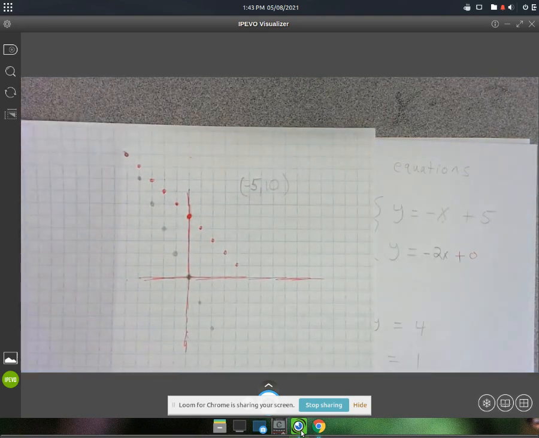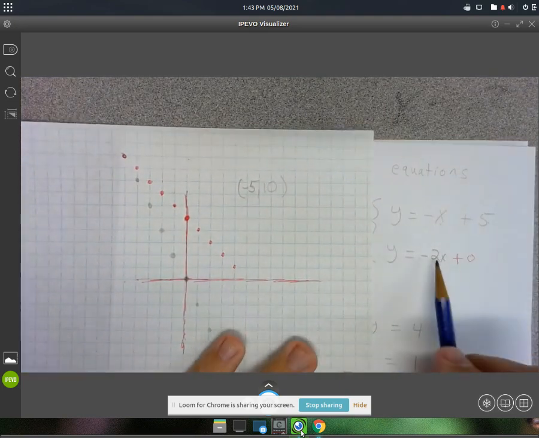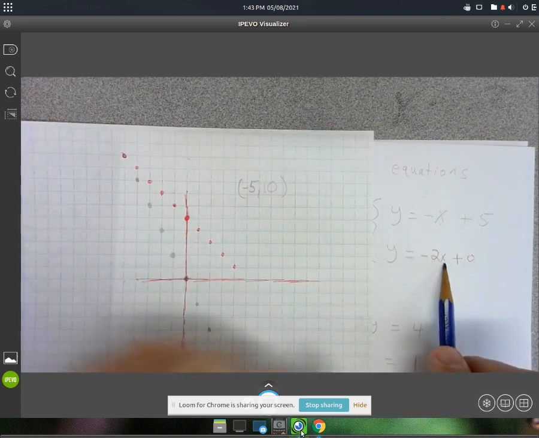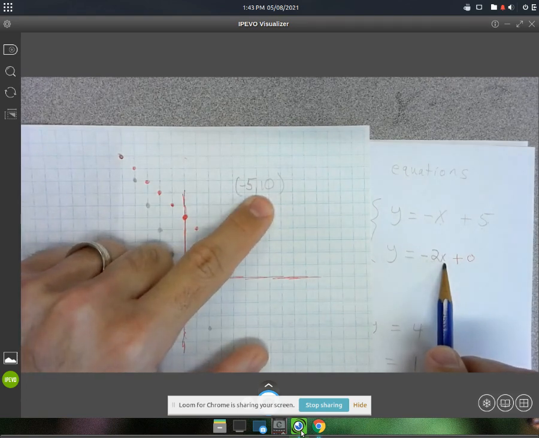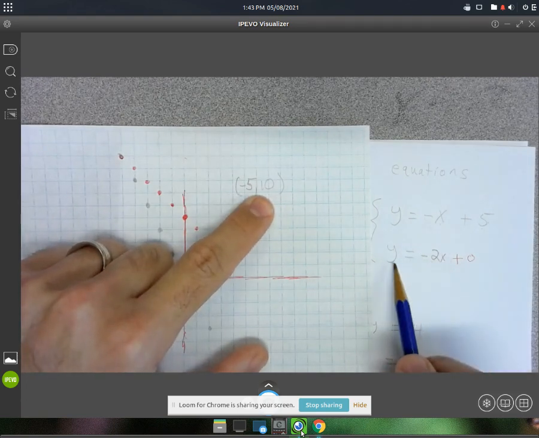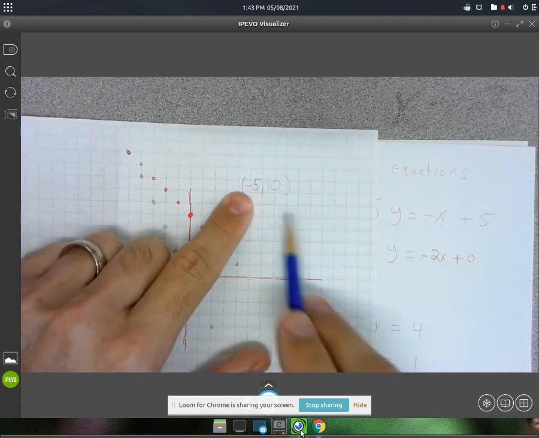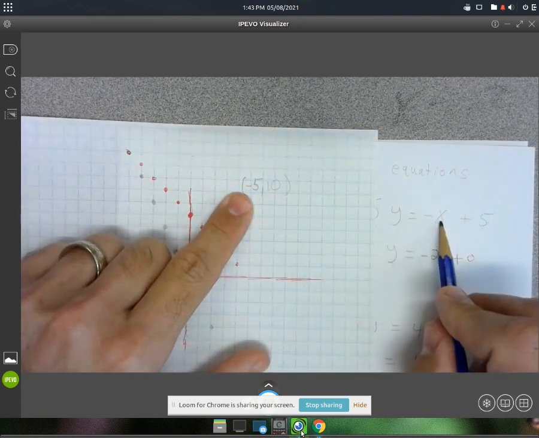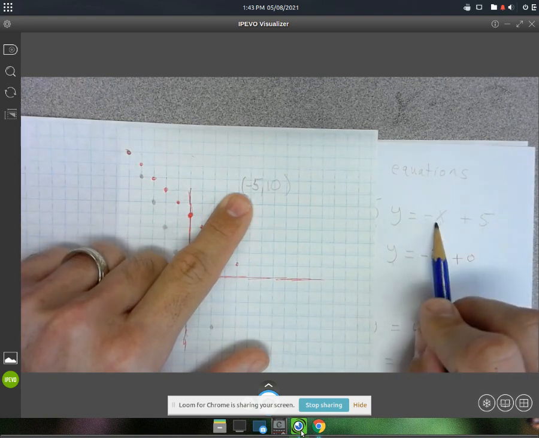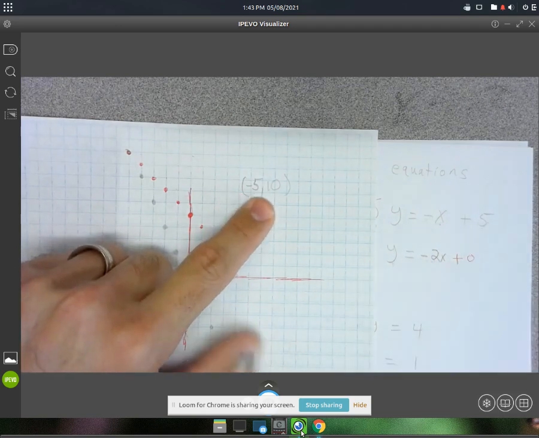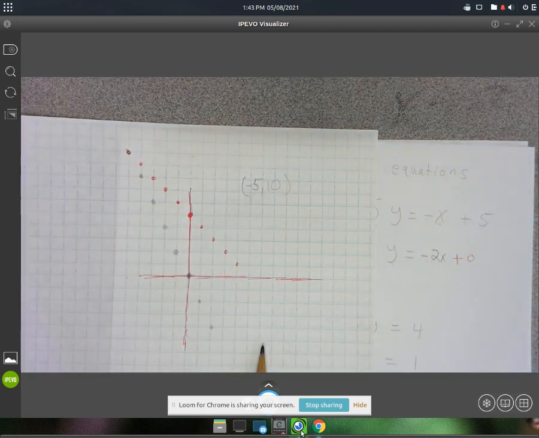And then, of course, you want to plug that back in and actually make sure it works. Negative 2 times negative 5 for x, and yes, that does give me 10 back for my y value. And then negative 5 for x in the other equation: negative negative 5 makes it positive 5, and then positive 5 plus 5 is equal to 10. There you go. They intersect.